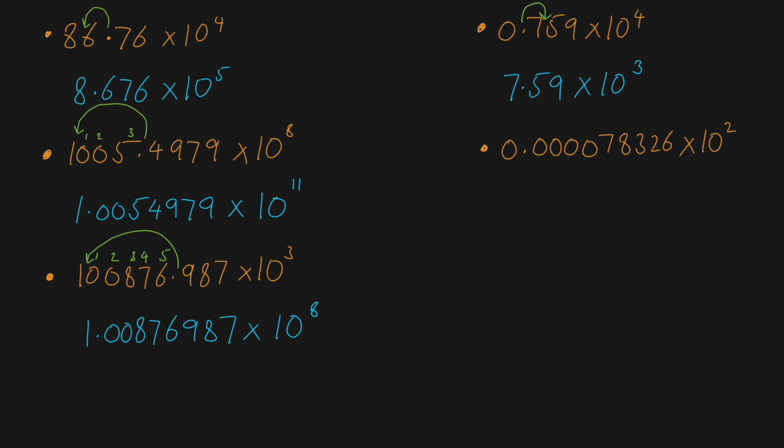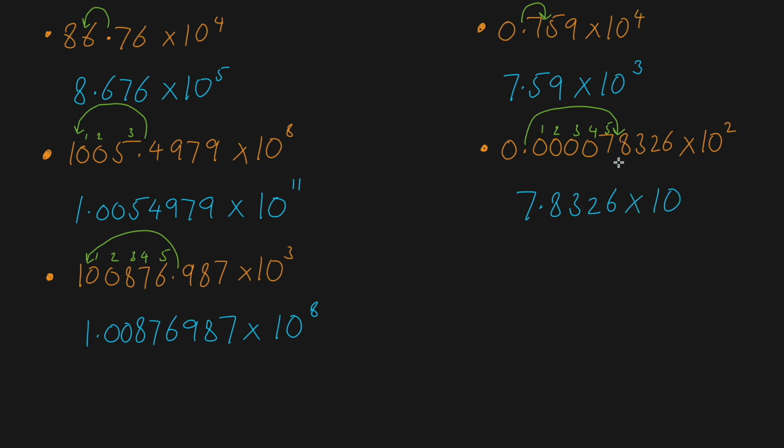Okay, now here again we're gonna shift the decimal point to the right side. So how many digits have I crossed? 1, 2, 3, 4, 5. I've crossed 5 digits. So I'll have the value 7.8326 multiplied by 10's power.